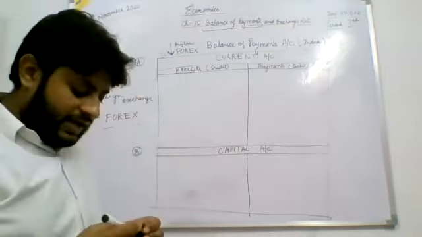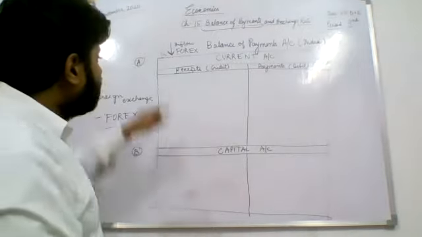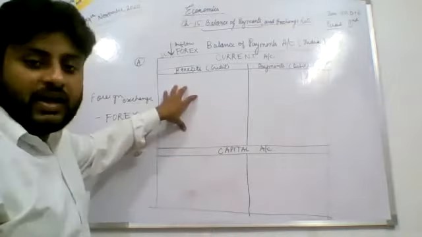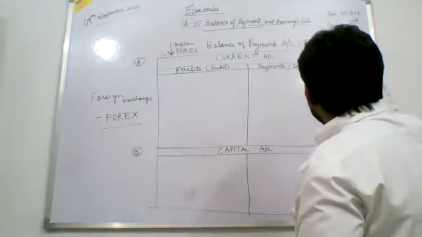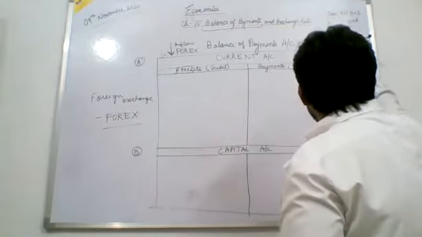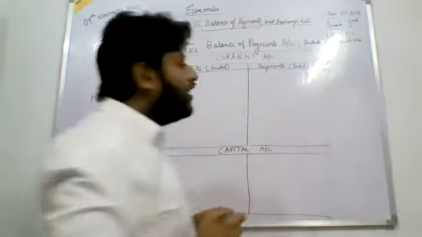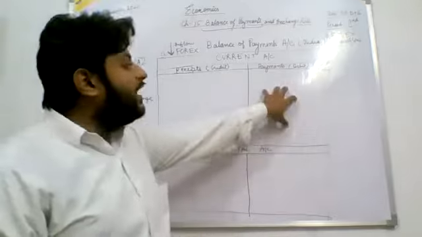कोई भी ट्रांजैक्शन में अगर फॉरेन एक्सचेंज आ रहा है हमारी कंट्री में, तो उस एंट्री को हमें क्रेडिट करना है. और अगर किसी भी तरीके से हमारी कंट्री से फॉरेन एक्सचेंज आउटफ्लो हो रहा है, forex outflow, that means foreign exchange जा रहा है, then that particular transaction will be debited.